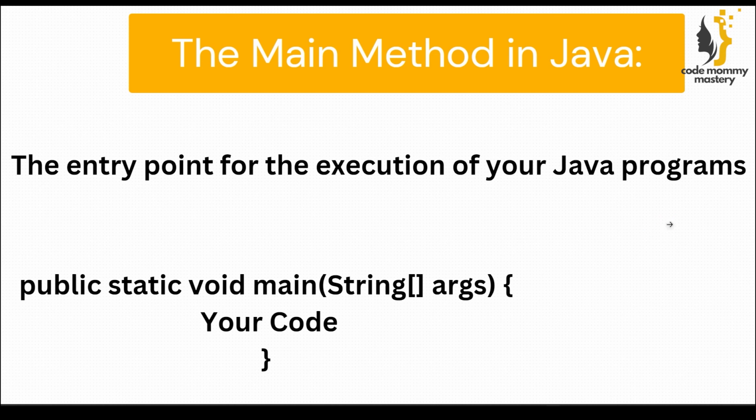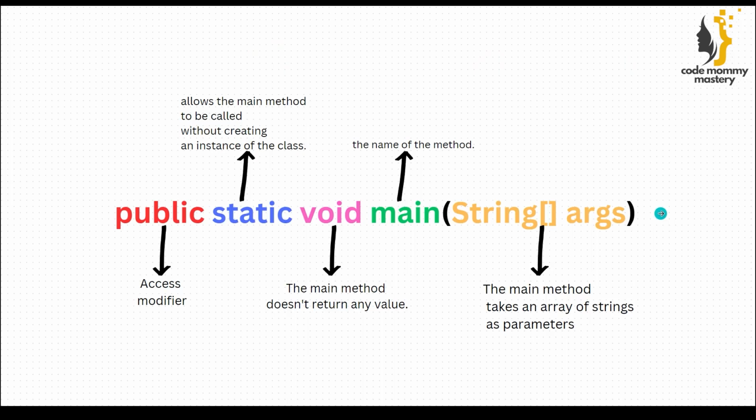Before practicing, let's break down the key aspects related to the main method. Public. This keyword indicates that the main method can be accessed from outside the class. Static. This keyword allows the main method to be called without creating an instance of the class. Void. The main method doesn't return any value. Main. This is the name of the method. String args. The main method takes an array of strings as parameters, typically used to pass command line arguments.